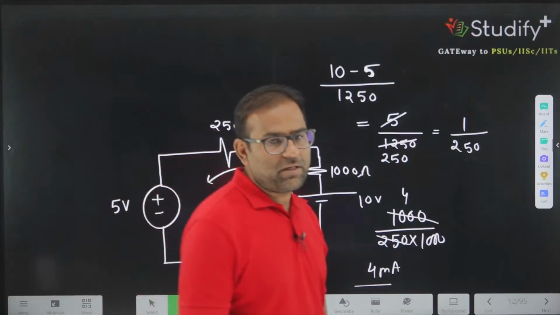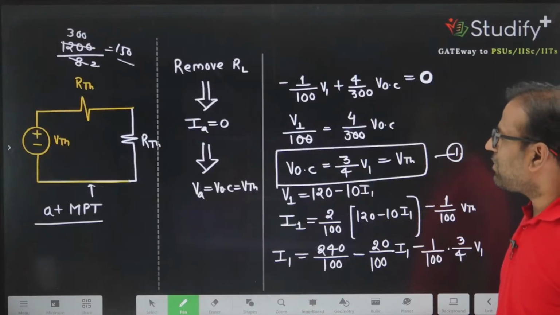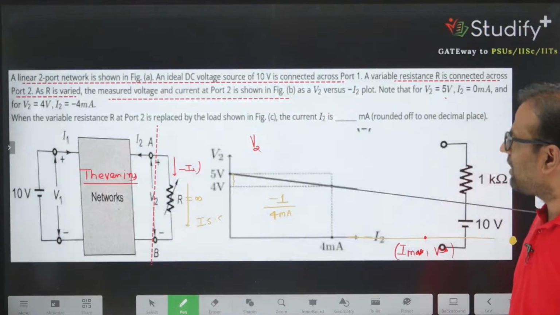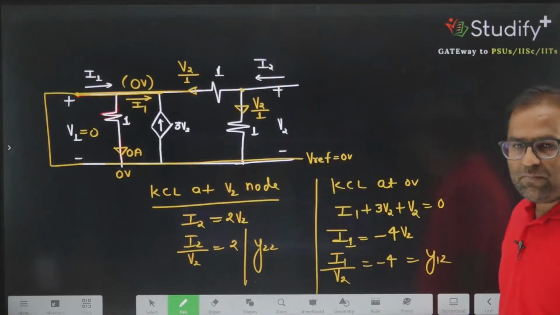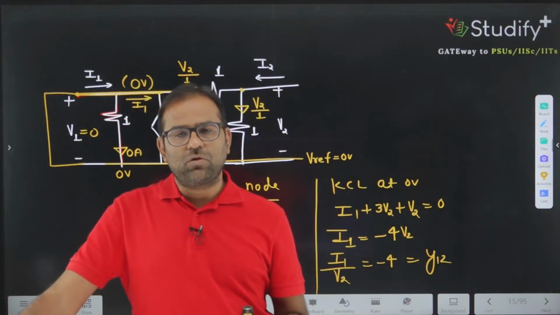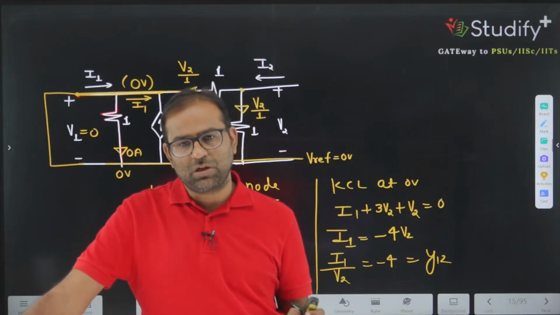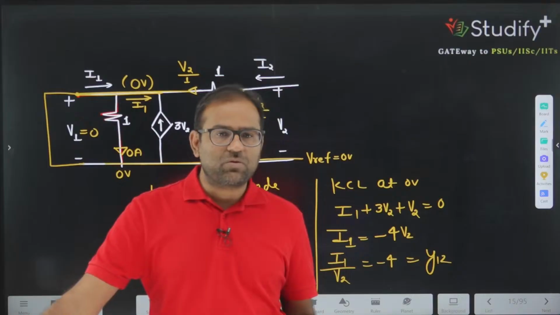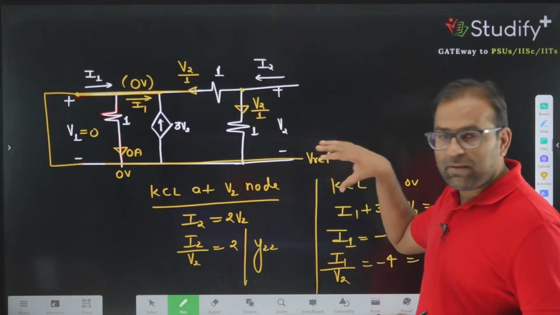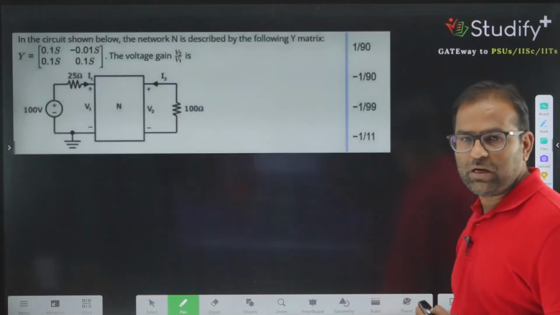So I hope you have understood the theory of Y parameter. In this session we have talked about every variety of the question which can be asked in the exam. We have talked about the symmetrical Y parameter condition, the question based on resistive network, the question about dependent sources, and then the question based on the combination of Y parameter two-port network.